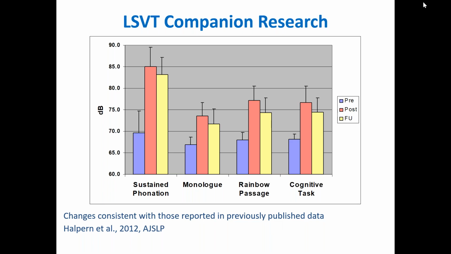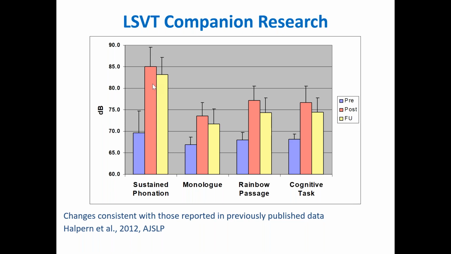And so we see this is looking at pre, which is the purple, and that peach color is post, and then the yellow is follow-up at the 6-month mark. And so we're seeing some nice changes from pre to post that are maintained out to the 6-month mark. And these changes are consistent with those reported in previously published data for LSVT LOUD delivered all in person.